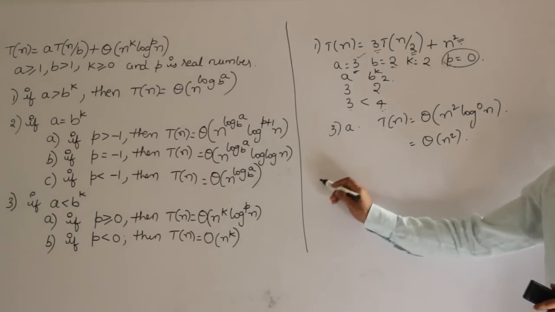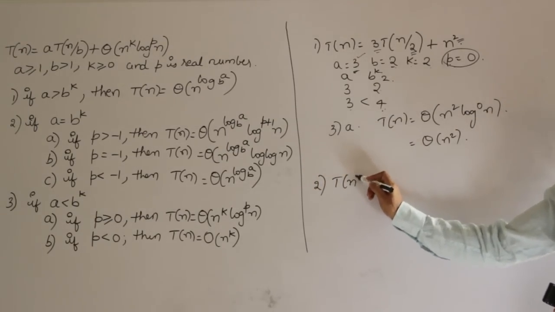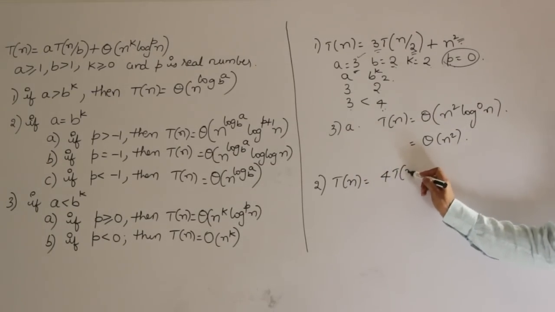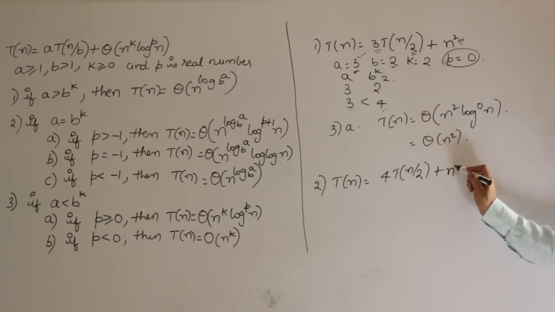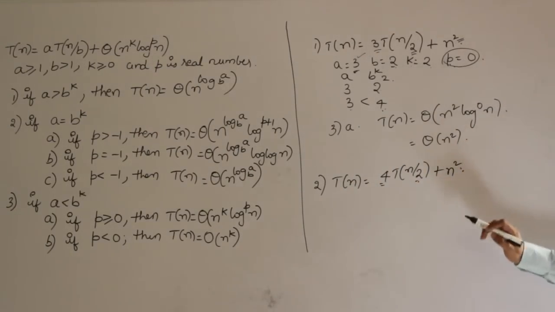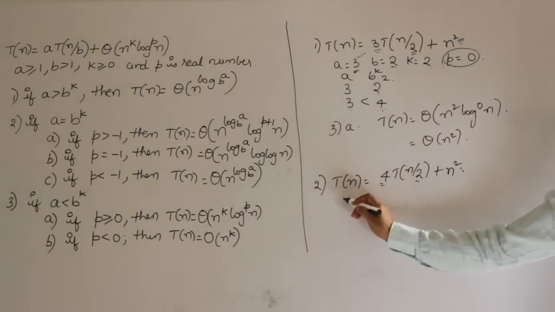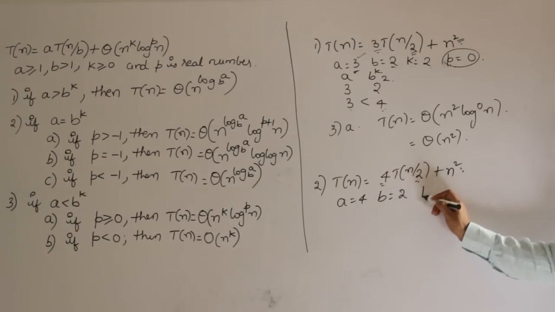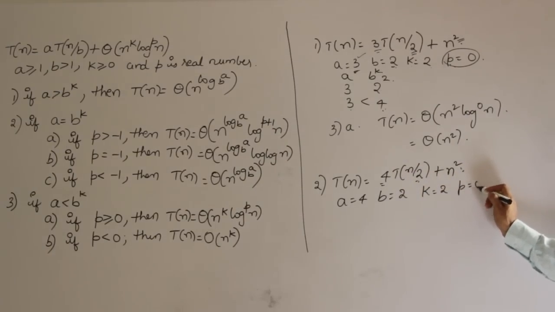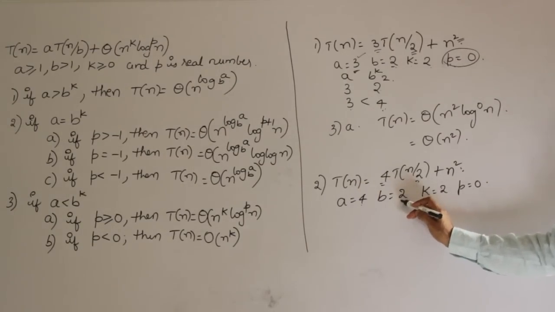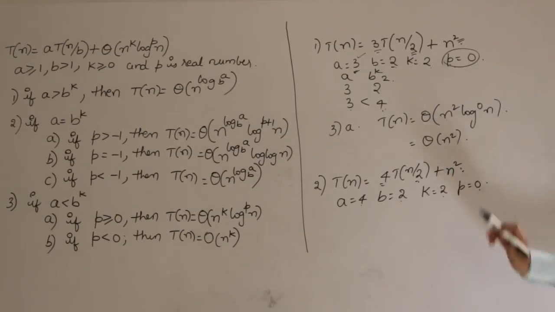T of n equal to, second one, T of n equal to 4T of n by 2 plus n square. If this is the recursive equation, then in this case a equal to 4, b equal to 2, k equal to 2 and p equal to 0. Just see if these conditions are valid or not. A is greater than or equal to 1, yes, b is greater than 1, yes, k is greater than or equal to 0, yes, p is any real number, yes.